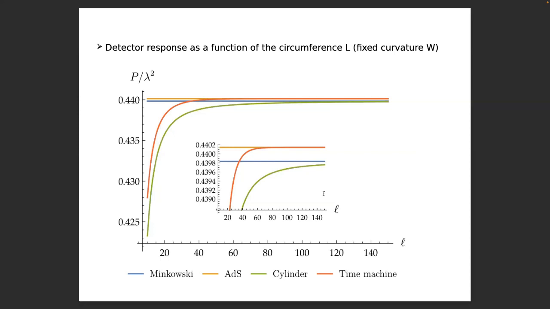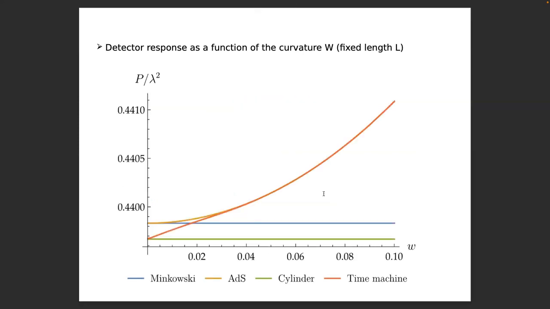The other limit that I mentioned to you was measuring the detector response as a function of the curvature, but keeping the length constant. So in this case, we choose the length to be equal in the Einstein cylinder and in the time machine. For weak, for small curvature, they coincide for zero. And for greater curvature, again, it recovers the same behavior as AdS.